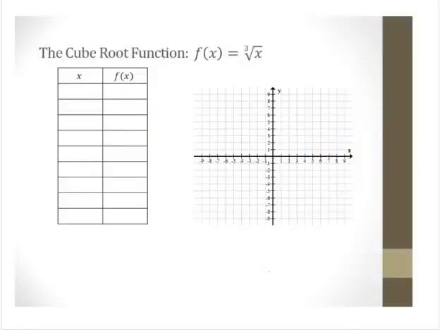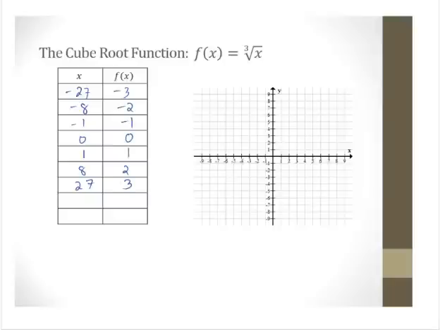The cube root function. Now we don't have any restrictions on the cube root function like we did for the square root, because we can find the cube root of negative numbers. So I'm going to go with inputs that are perfect cubes, as they will have nice cube roots: negative 27, negative 8, negative 1, 0, 1, 8, 27. The corresponding outputs then would be negative 3, negative 2, negative 1, 0, 1, 2, and 3.